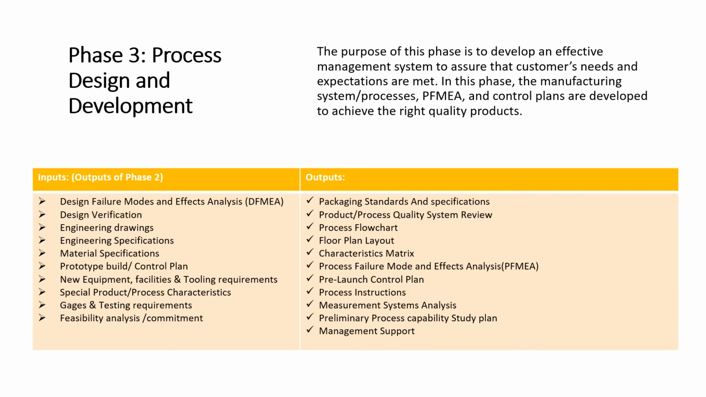Outputs are packaging standards and specifications, product or process quality system review, process flowchart, floor plan layout, characteristics matrix, and PFMEA, process FMEA, pre-launch control plan. This is the second phase of the control plan. Then process instructions, MSA, that is measurement system analysis, preliminary process capability study plan, and the management support.